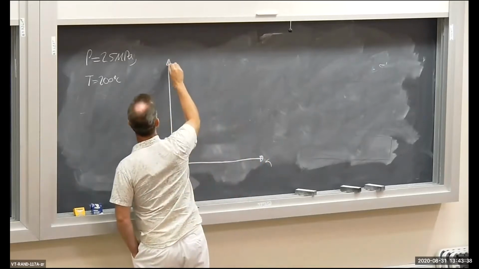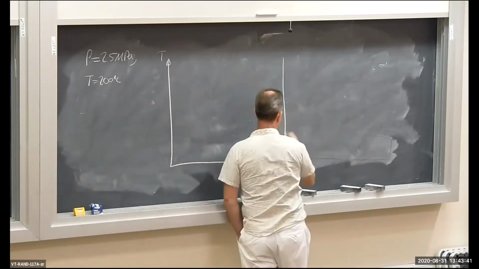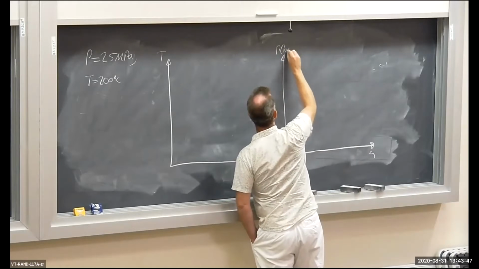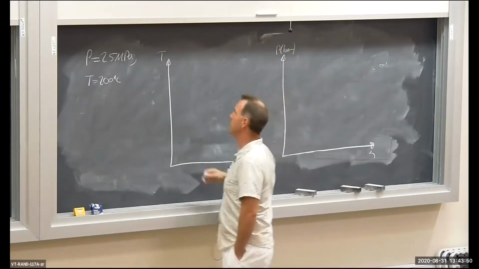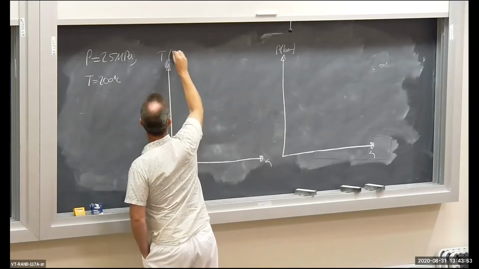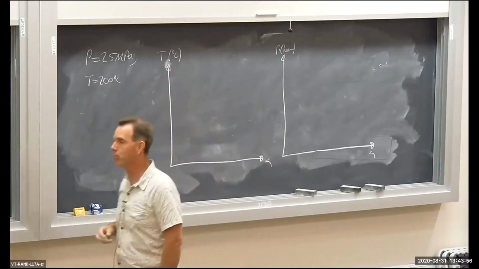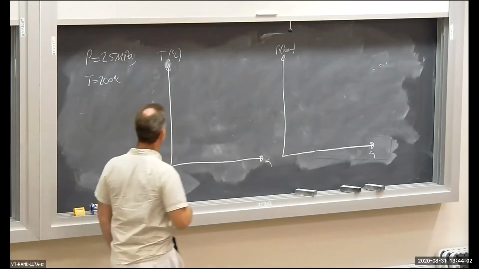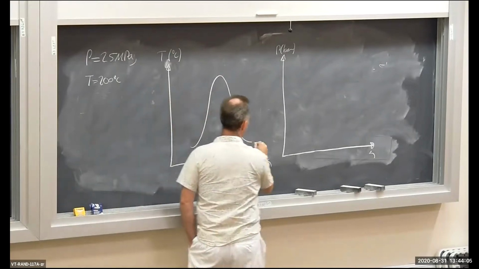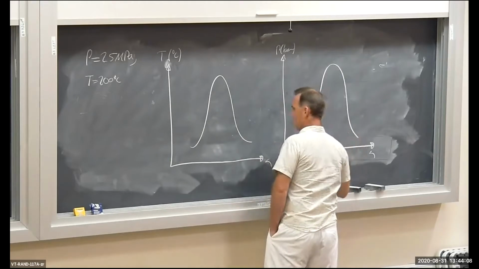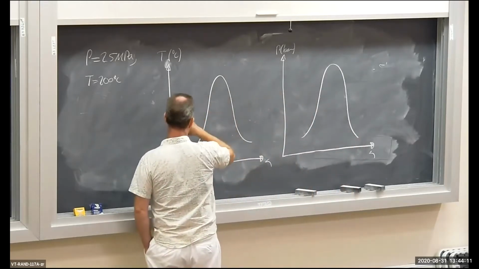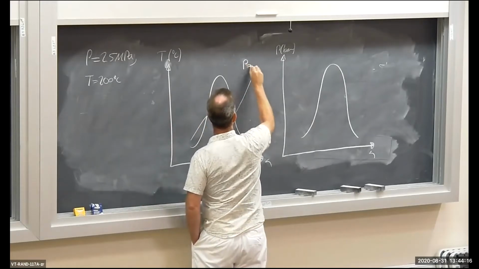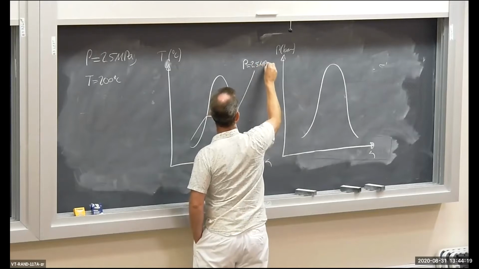TV and PV. Pressure is going to be in bar, and temperature is going to be in degrees C. Okay, so let me put in a saturation dome. Here's my isobar. This is pressure equals 2.5 megapascals.